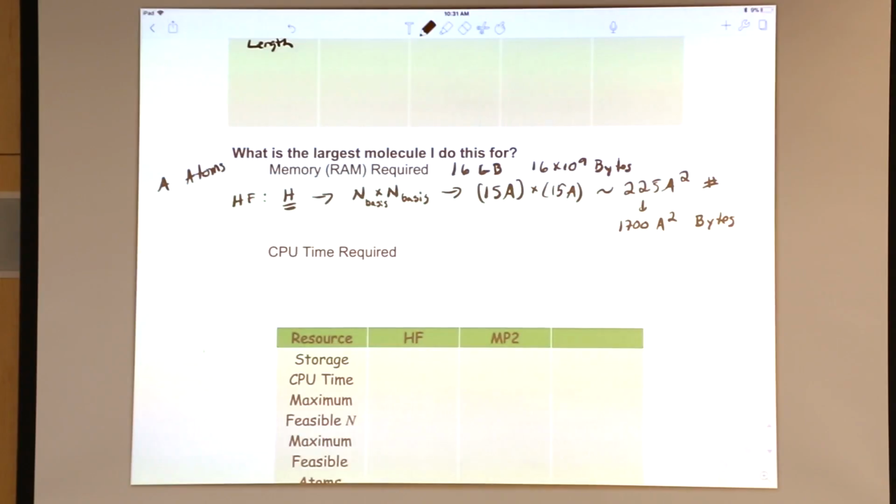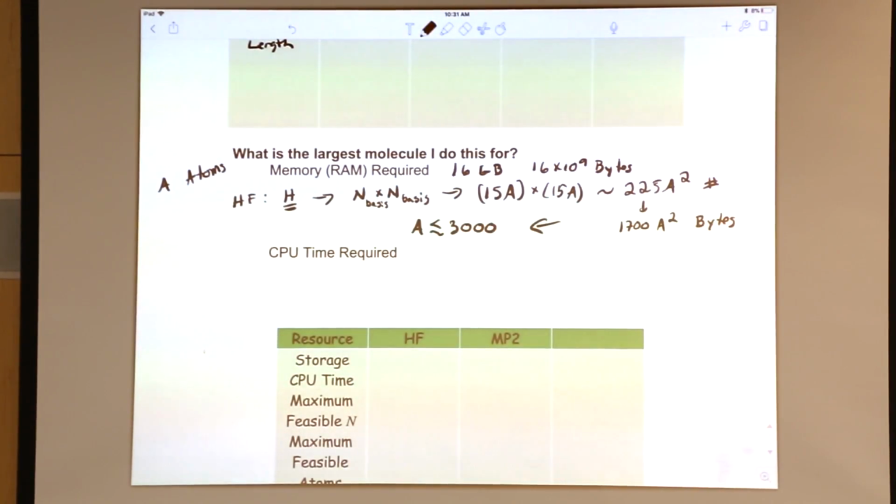So now that says, all right, if I've only got 16 times 10 to the 9 bytes of storage space on my computer, and I need 1700 A squared bytes for a molecule with A atoms, that just gives me a natural limit on the number of atoms. If you back it out, that implies that A is less than or about equal to 3,000, which is a big number. So your molecule could have up to about 3,000 atoms in it, and this calculation would run. And that rough calculation turns out to be about right.